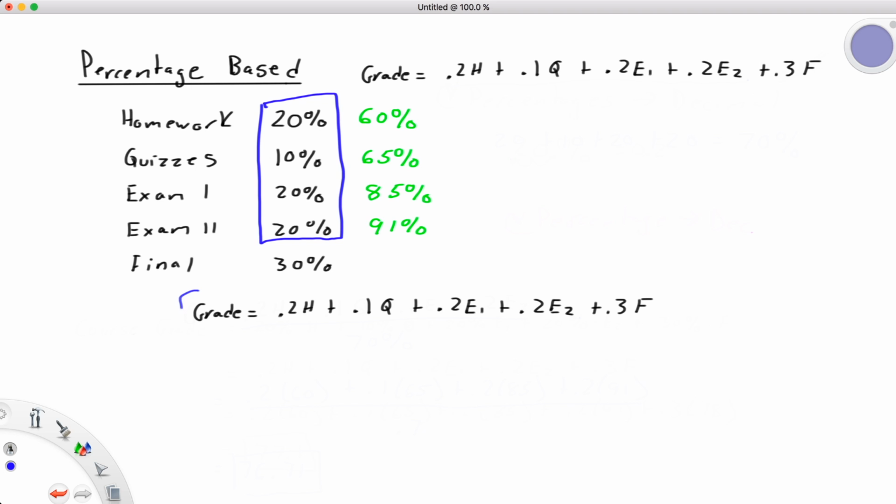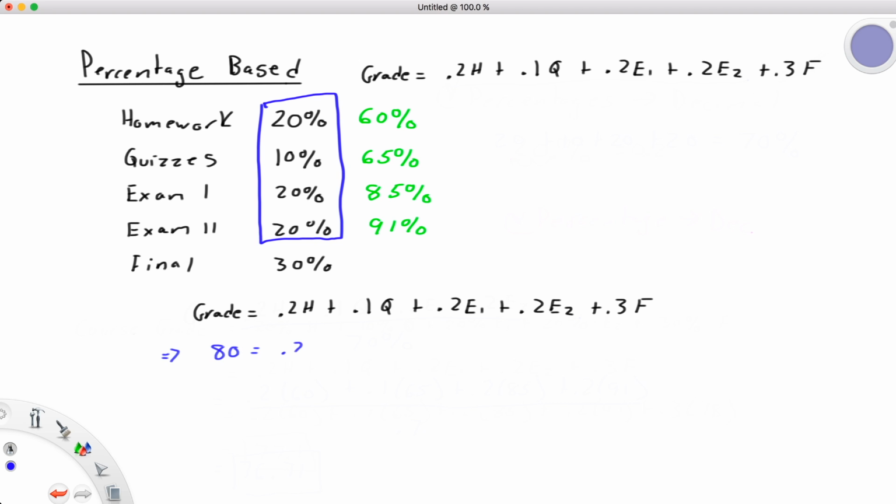Because we still have this formula here. Right, this formula still represents our final grade. It's still how we calculate our final grade. And so we might know all of the values for, say, H, Q, E1, E2, and not know F yet. But if we want to say, what would it take for me to get a final grade of, say, an 80? Well, we can plug that in for our grade and then solve for F. Right, so if we wanted to find out what we needed on the final in order to get an 80, we might say, well, we want this to equal 80.